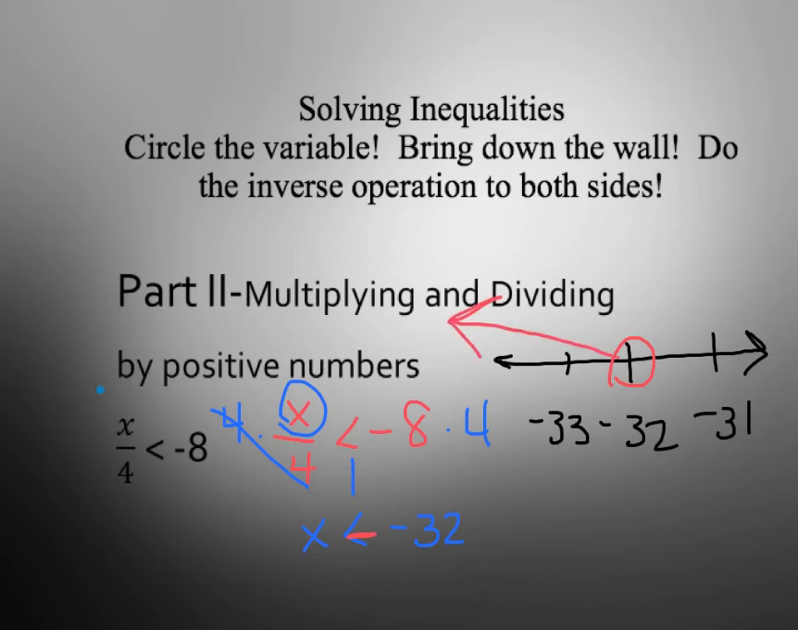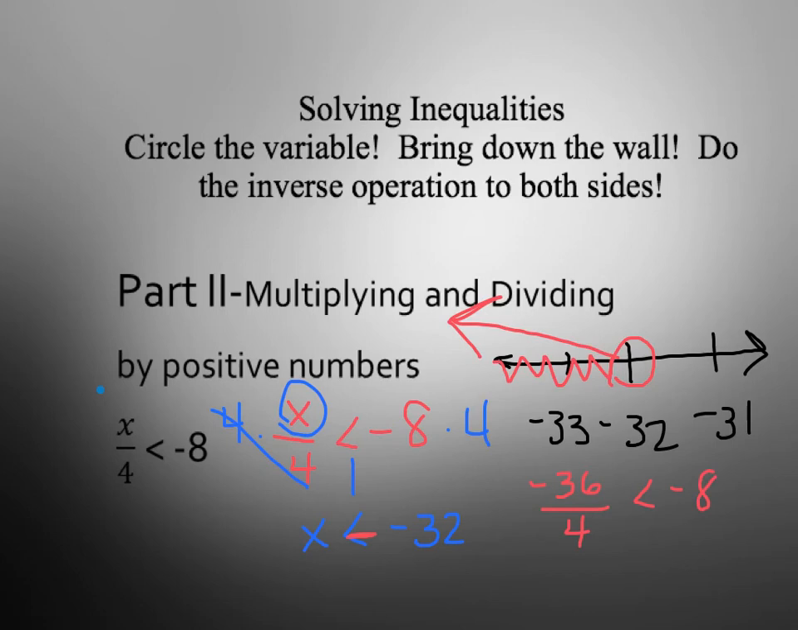And so if I plugged back in any number on this side of my variable, it would make it a true statement. So I'm going to plug in, I'll think of something a little bit easier than negative 33 because I'm going to get a decimal. So let's do negative 36. So if I plugged in negative 36 divided by 4 is less than negative 8.